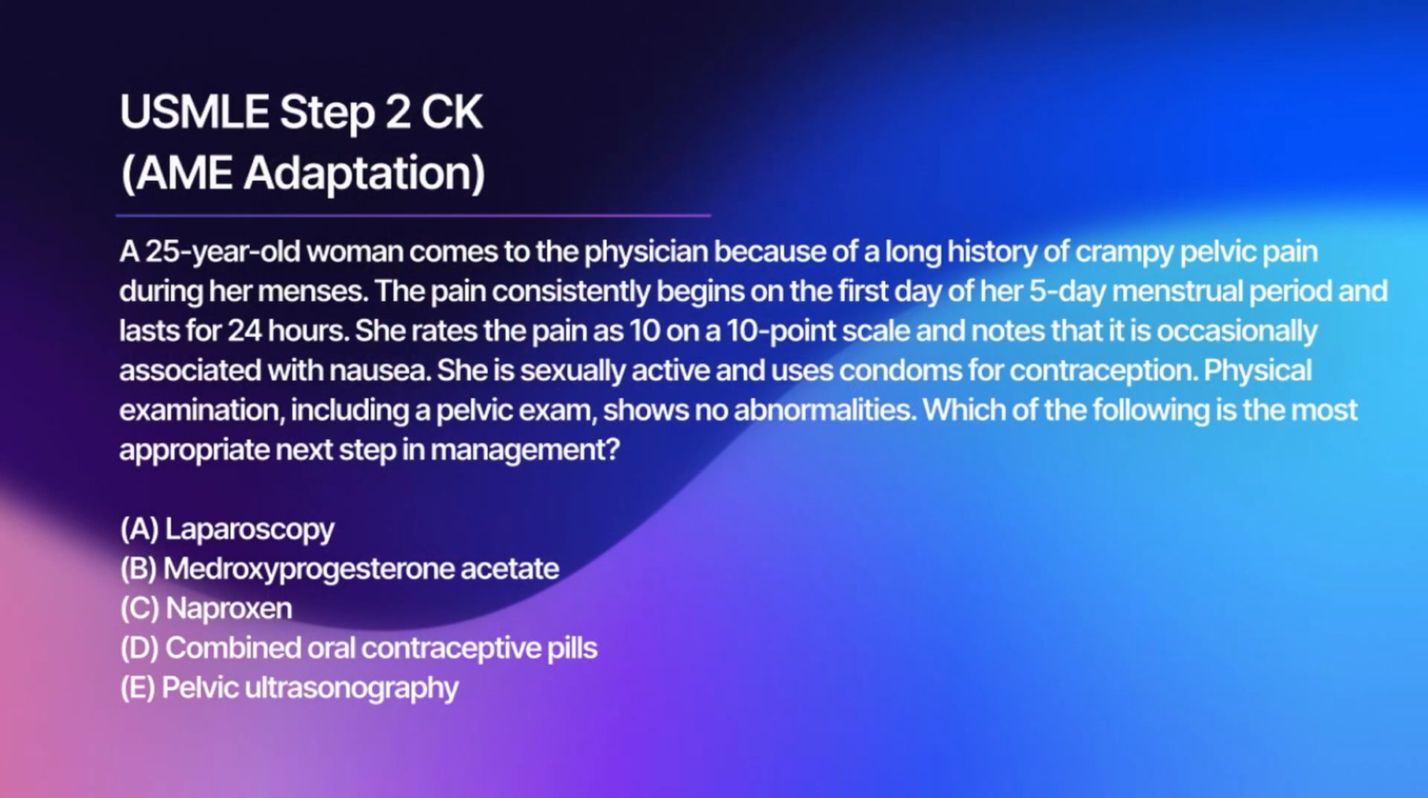So okay, let's go through the options. Let's read through the options. So option A, laparoscopy. Option B, medroxyprogesterone acetate. Option C, naproxen. Option D, combined oral contraceptive pills. And option E, pelvic ultrasound. Let me ask you, are all of these possible things we could do, or is there something that we should eliminate that either has already been done or we would never do?